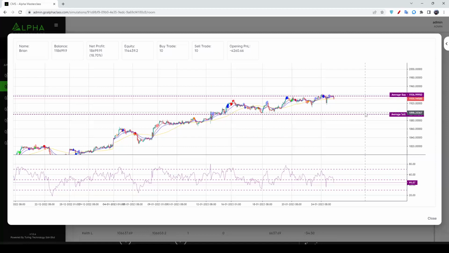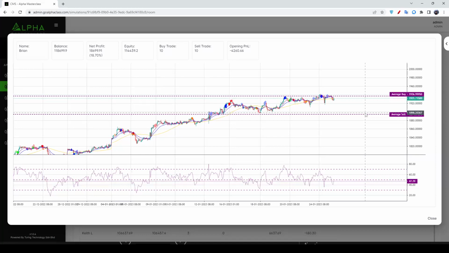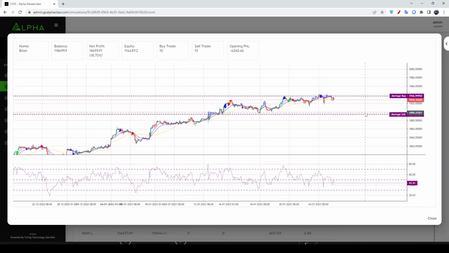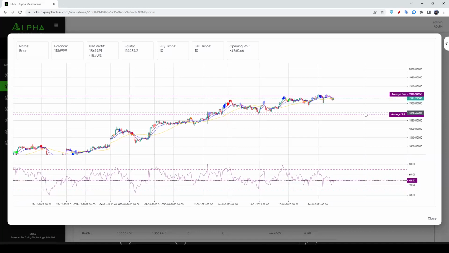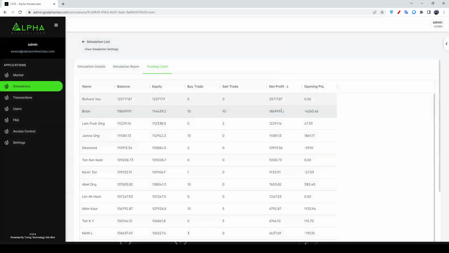Seems like Richard has not yet covered his trades. 10 buying and 10 selling. Regardless of price moving, Richard, no, it's Brian. Brian is not making any profit. The opening P&L seems to be frozen. Richard said, I stopped my trade already. You see, Richard doesn't trade, also waiting for the profit day. Okay, but regardless, I will say let's wrap up the day.